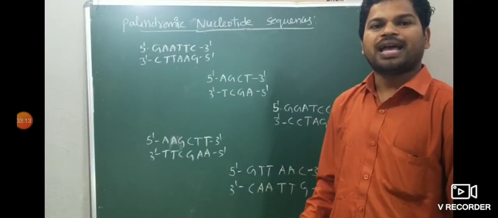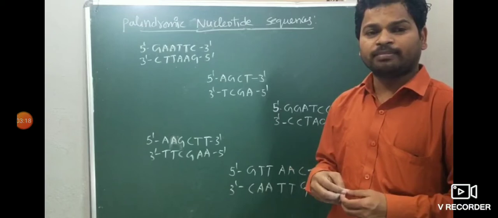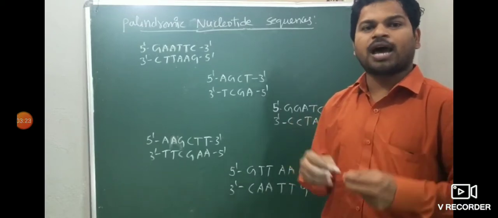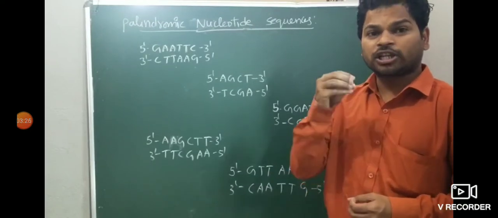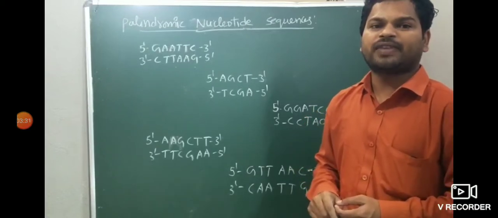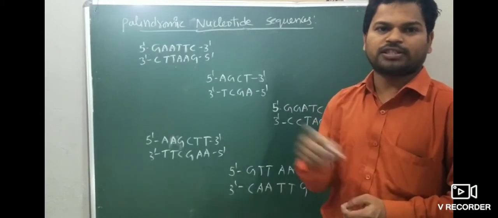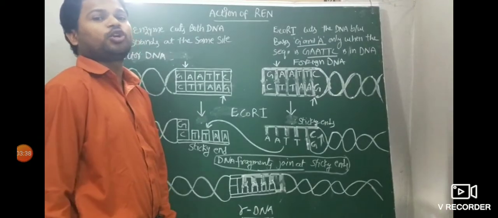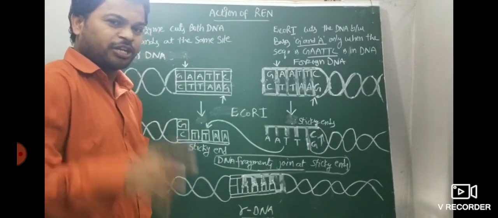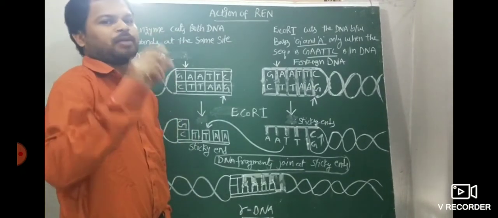Next concept: action of REN. REN means restriction endonuclease enzyme. How do they cut the DNA fragments? Each restriction endonuclease enzyme recognizes one specific palindromic sequence and cuts the DNA at specific positions. Restriction endonuclease enzyme is nothing but molecular scissors. It cuts the DNA into fragments.